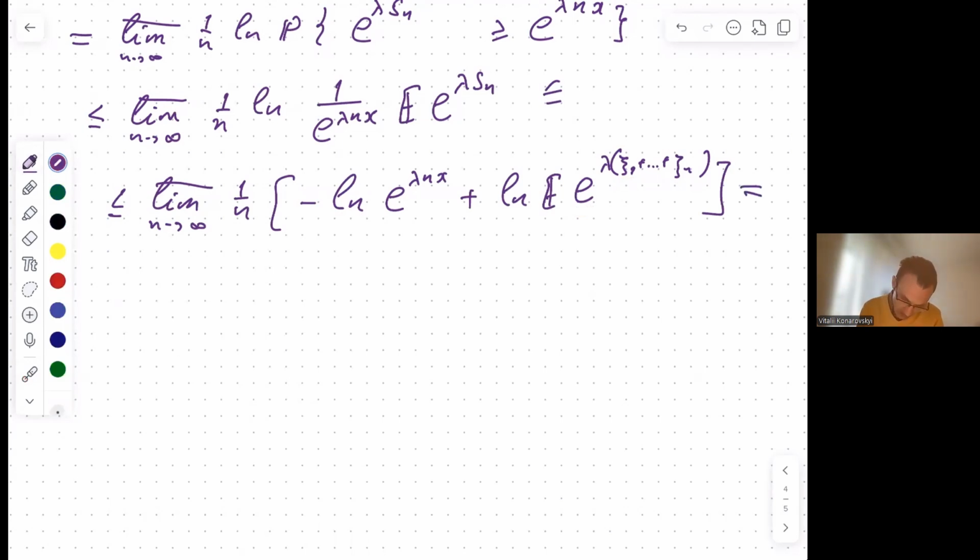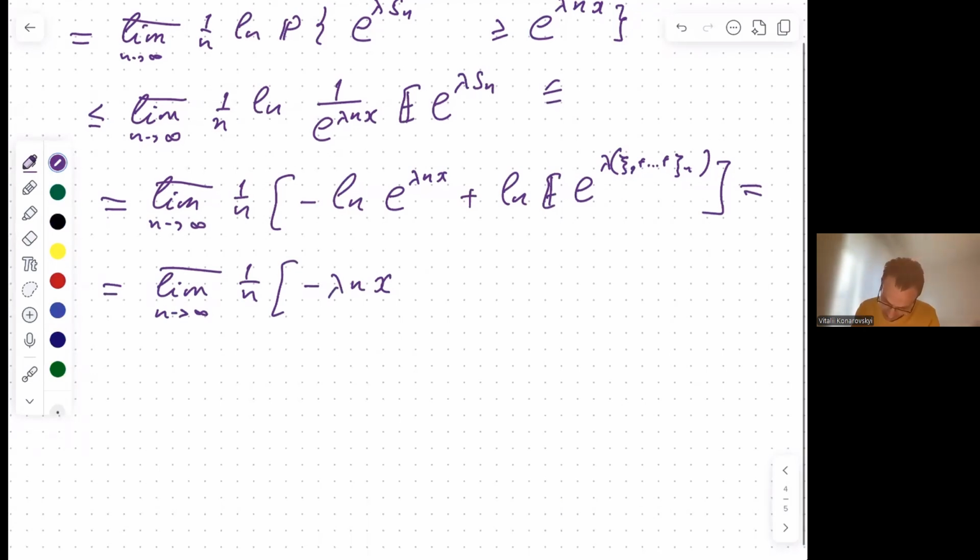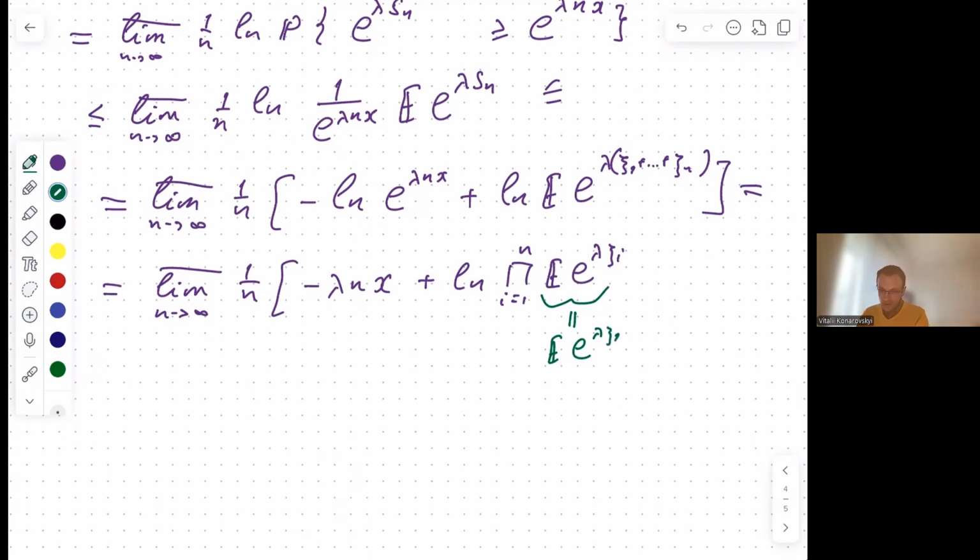I'm sorry, I put here less or equal. It is actually equal. 1 over n, the first term in the bracket can be precisely computed, and the second term can be written as a product of the expectation of e to the power lambda xi_i. Let's note that the random variables are identically distributed. Therefore, this expectation is the expectation of only one random variable, say xi_1. And then the product will be like the power n.